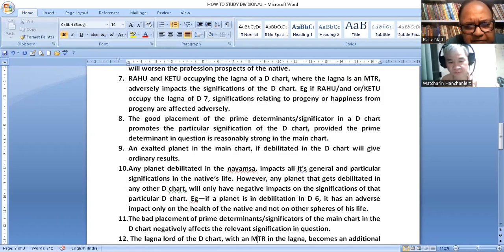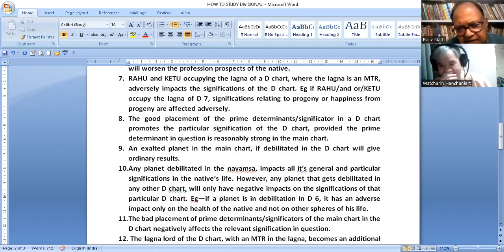Number 8, the good placement of the prime determinants / significators in a D chart promotes the particular signification of the D chart, provided the prime determinant in question is reasonably strong in the main chart. An exalted planet in the main chart, if debilitated in the D chart, will give ordinary results. It loses strength. Why ordinary results? Because it loses strength. Any planet debilitated in the Navamsa impacts all its general and particular significations of the native's life.